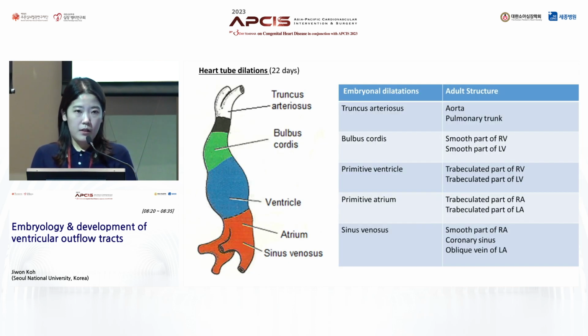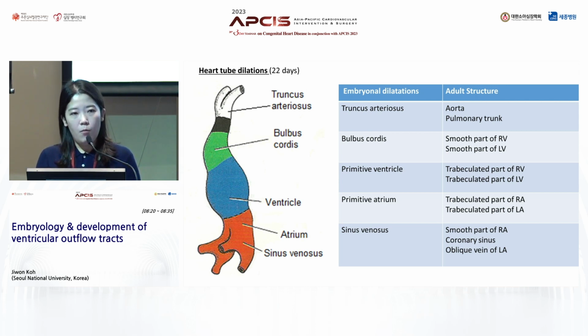After the heart tube is made, it goes into the dilatation phase. As the previous speaker nicely introduced, the heart tube is composed of five components, starting with the truncus arteriosus and bulbus cordis, and primitive ventricle, and primitive atrium, and sinus venosus. We all learned this as medical students, and we learned the counterparts of adult structures, and we all took exams on it.